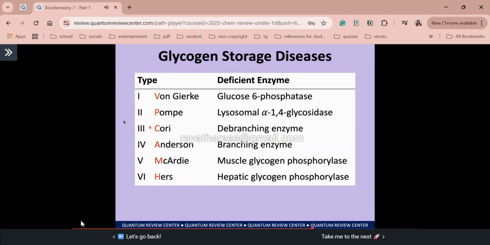So going back, type 3, Cori disease, is the lack of the debranching enzyme in our liver and muscle cells. Andersen disease is the opposite: we have a branching enzyme deficiency, also in the liver and muscle. And for type 5, this is a localized enzyme. McArdle disease is the deficiency in your muscle glycogen phosphorylase. And lastly, Hers disease is your hepatic glycogen phosphorylase deficiency.